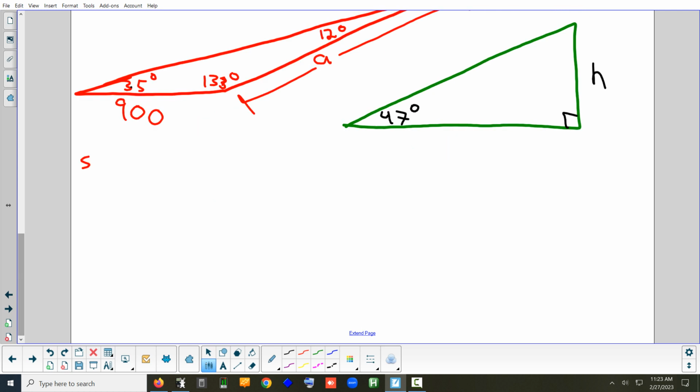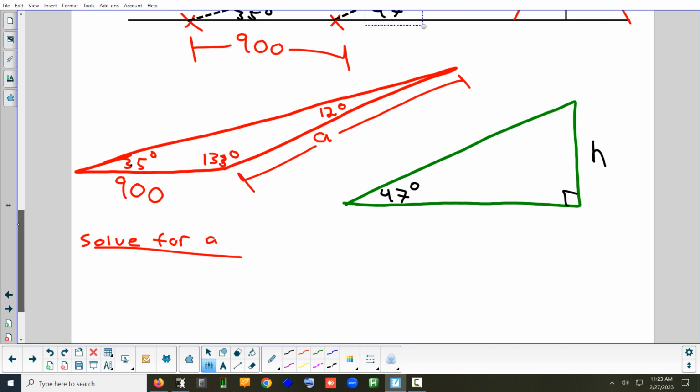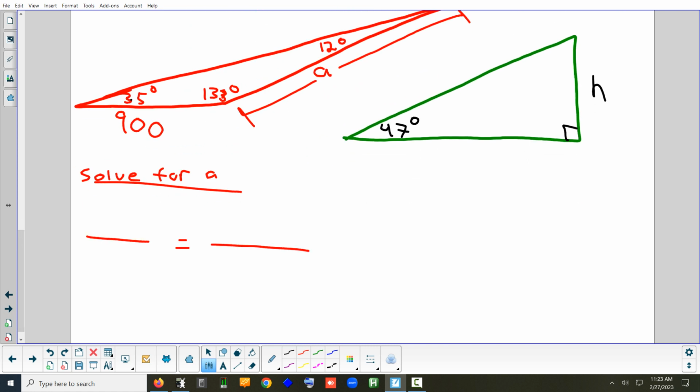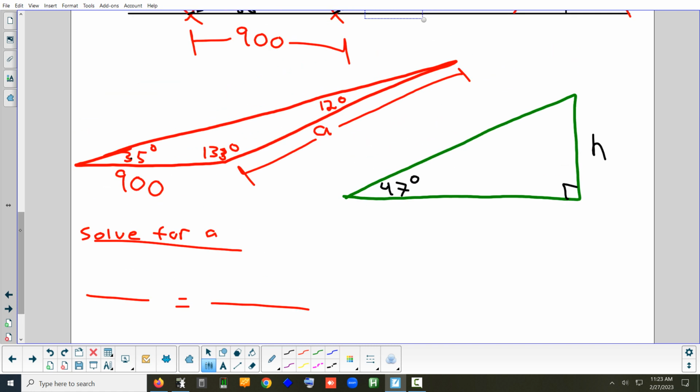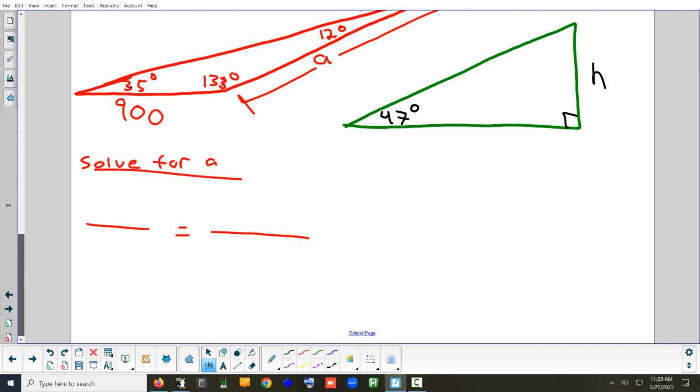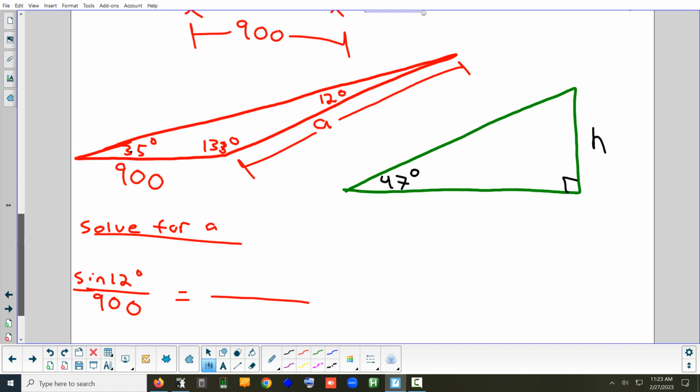What would be my proportion to solve for A? Is it going to be one of the homework like this? There are some word problems. Yeah, there will be. Yep, sine 12 over 900 equals sine of 35 over A. Perfect.